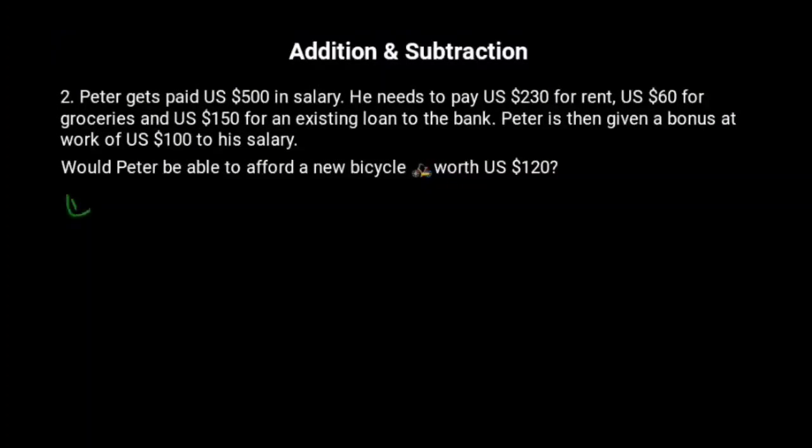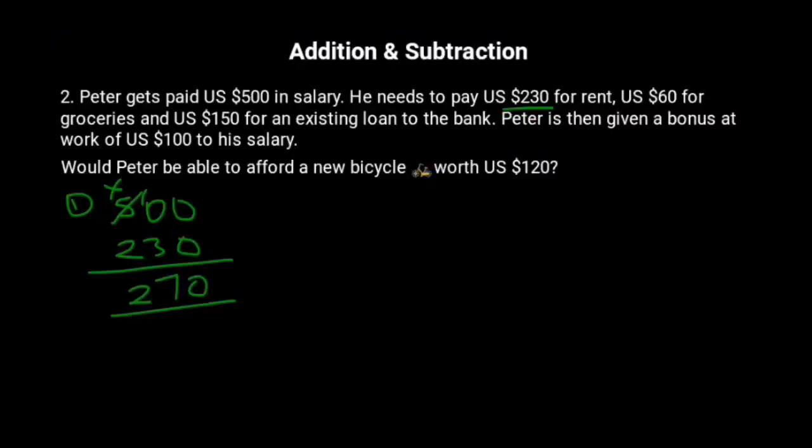So he has a salary of $500. And we're going to take it step by step. So we're going to first subtract the rent of $230. 0 from 0 is 0. 3 from 0 is not possible, so we borrow from the 5. With 4 remaining, 3 from 10 is 7. 2 from 4 is 2. So we have $270 remaining.